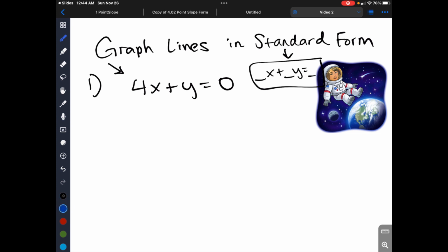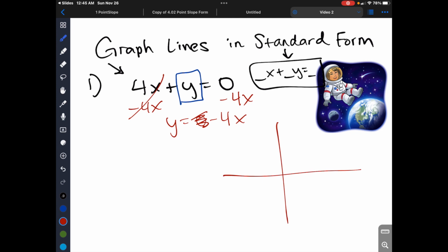All we need to do is change it to slope-intercept form. That means make y alone. So I'm going to subtract 4x from this side, and subtract 4x from this side, so it's going to be y equals 0 minus 4x, and 0 is the same thing as nothing. Then we can graph it. How do I graph it? Well, there's nothing on the right side of the x, right? So I just start at 0, so it's plus 0.